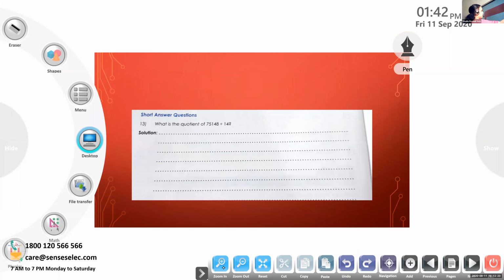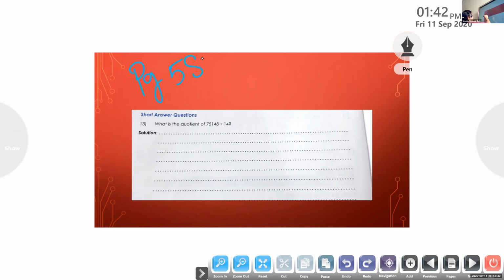Okay, Devak, please read question number 13. Which page? Page 58. Question number 13. What is the quotient of 75,148 divided by 14? Can you tell me which is the dividend here? 75,148 is the dividend and the divisor is 14.